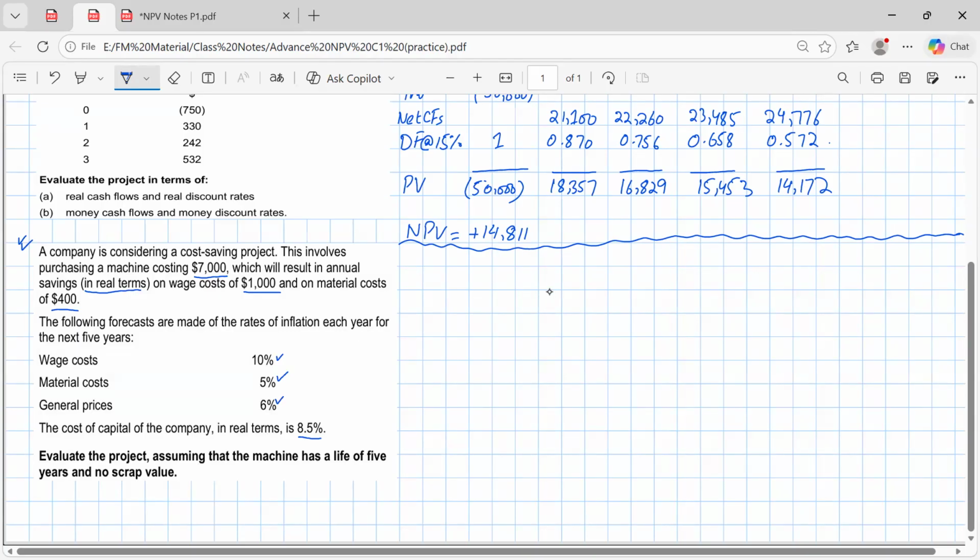So now let's start. Again, the project life is 5 years. So I'm going to write the details here: year 0, year 1, year 2, year 3, year 4, and year 5. Let's start with the real method of NPV first. So, okay, help me with that. What will be the investment? Tell me the investment. 7,000. Okay, 7,000. Then you are being given two cash flows. One is the wages saved, and material cost saved.